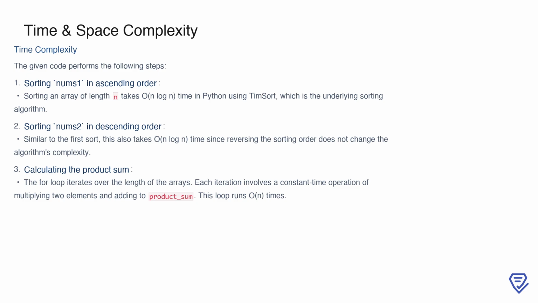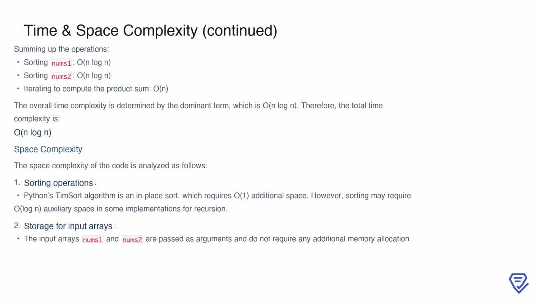Finally, we calculate the product sum by iterating over the elements of the arrays. Each iteration involves a constant time operation of multiplication and addition, and since the iteration runs over n elements, this step has a time complexity of O(n). To summarize the time complexity, sorting nums1 takes O(n log n), sorting nums2 also takes O(n log n), and computing the product sum through the loop adds another O(n). Since O(n log n) is the dominant term, the overall time complexity of the solution is O(n log n).